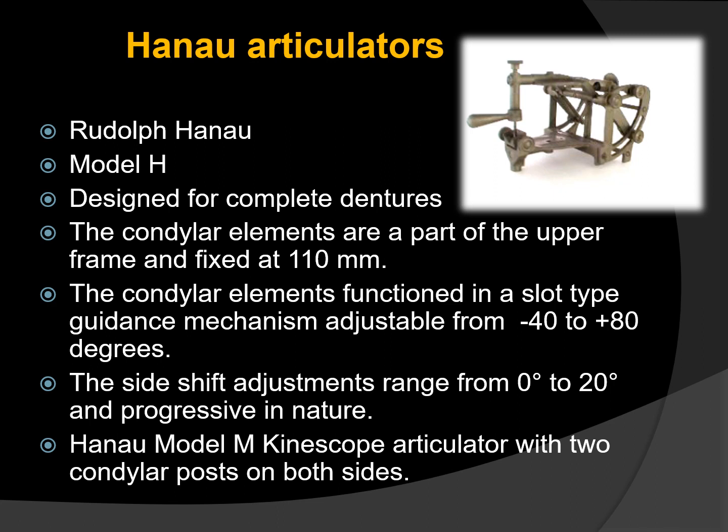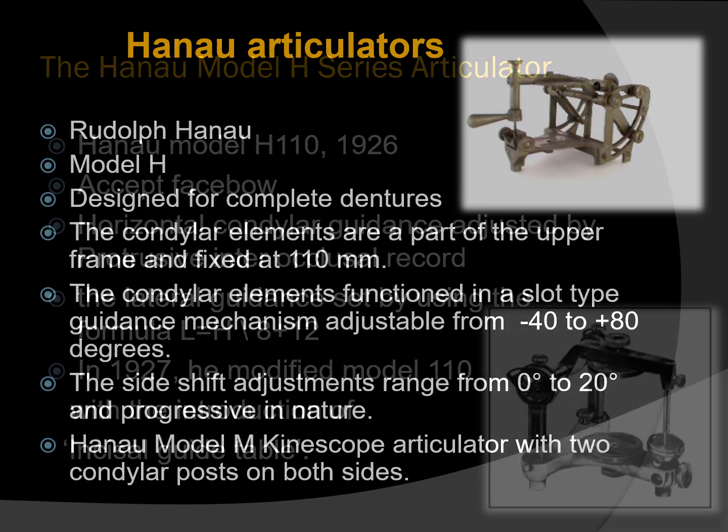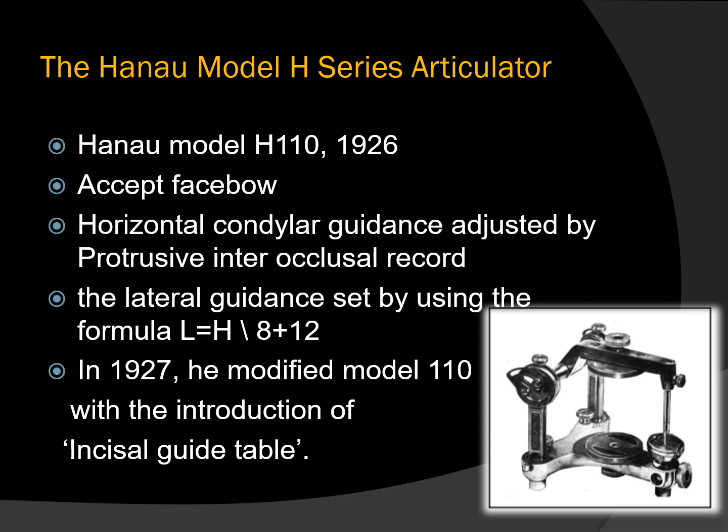Later on, the Hanau Model M Kinescope was introduced with two condylar posts on both sides, and this provided exact measurement of the mandibular movements. Four years later, he introduced model 110, which had individual condylar guidance adjustment in both the sagittal and horizontal planes, and the lateral condylar angle calculated by the formula L = H/8 + 12. And later on, he modified this model 110 with the introduction of the incisal guide table.